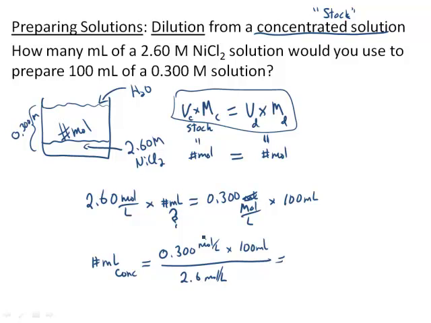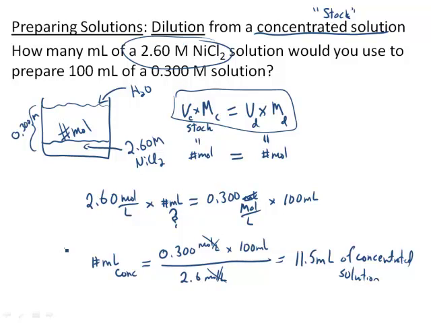Those moles per liter cancel, and you're left with milliliters. So it's 0.3 times 100, divided by 2.6. It gives 11.5 milliliters of the concentrated solution. That's the 2.6 molar one. So you take 11.5 milliliters of that, and then add enough water to get to exactly 100 milliliters, and then you'll have the same solution.